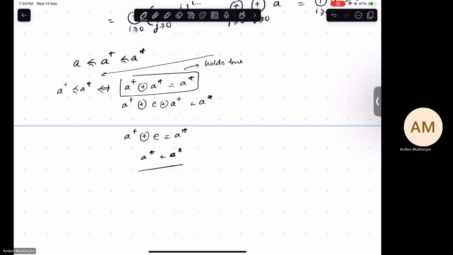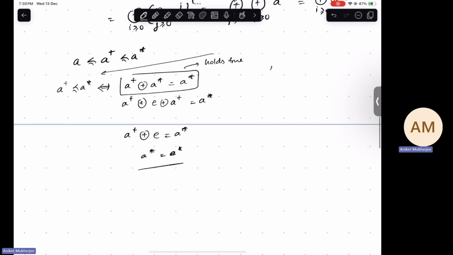Similarly, next we want to show A is less than A plus. So we want to show A plus is less than or equal to A plus, right? From idempotency, this becomes equal. Therefore, this is true. Therefore, A is less than or equal to A plus. From these both, we get A is less than or equal to A plus less than or equal to A star.